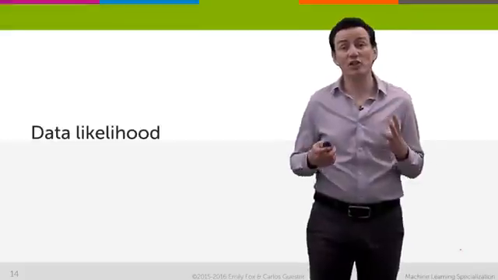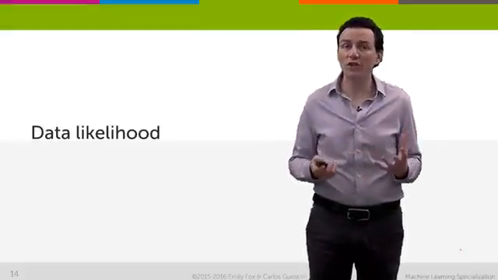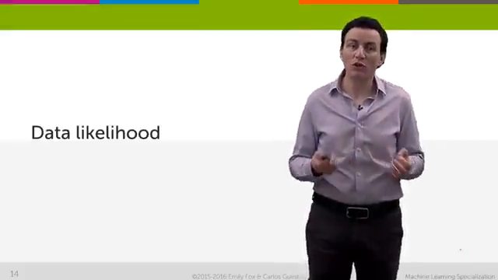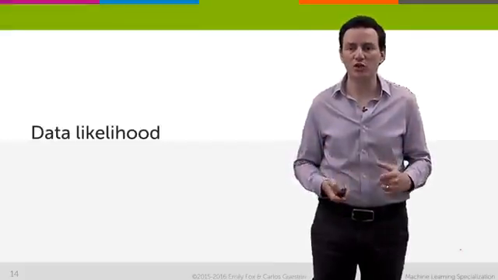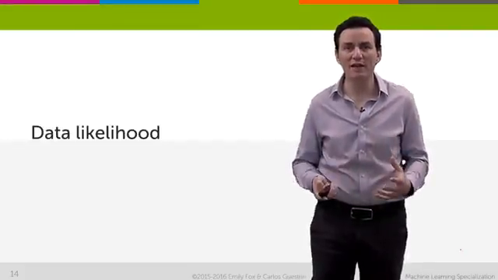Before we get to gradient descent though, we need to figure out what the quality metric we're trying to optimize is. And that quality metric is going to be called the data likelihood. So let's dive in and explore exactly that concept.